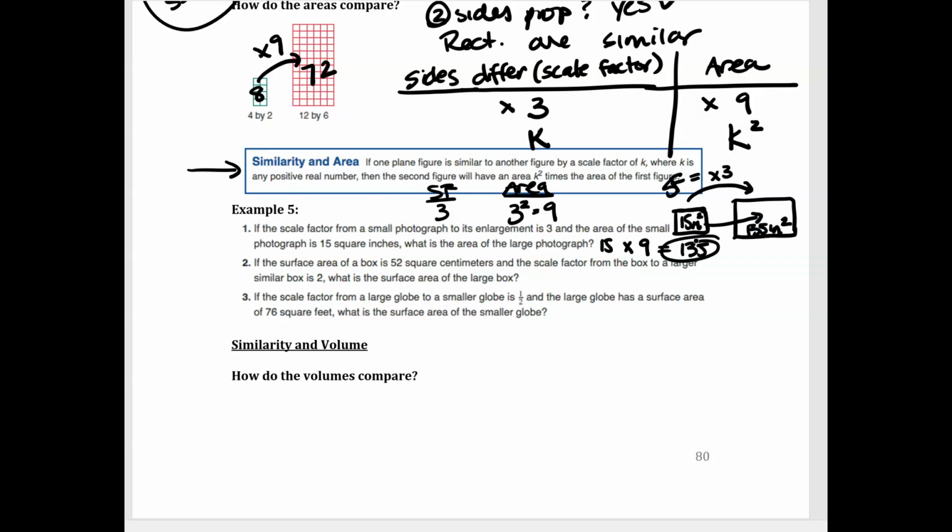Okay. Let's look at the second example. So if the surface area, so we're still dealing with area, of a box is 52 square centimeters.